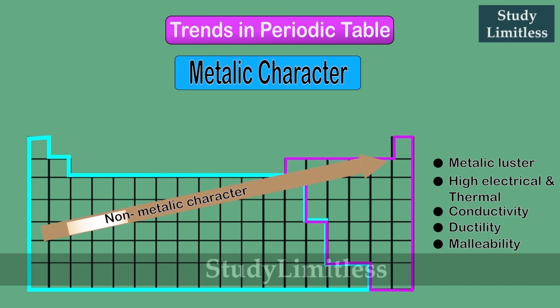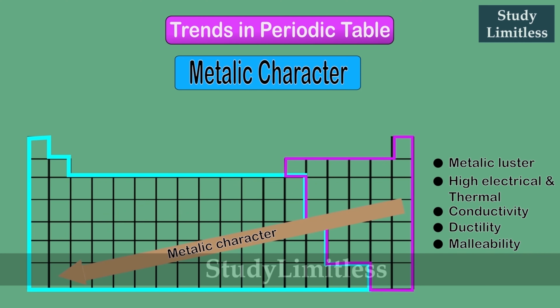So one thing you can understand from this is that as you move from the left of the periodic table to the right, the metallic character decreases. And as you move from the right to the left, the non-metallic character increases.